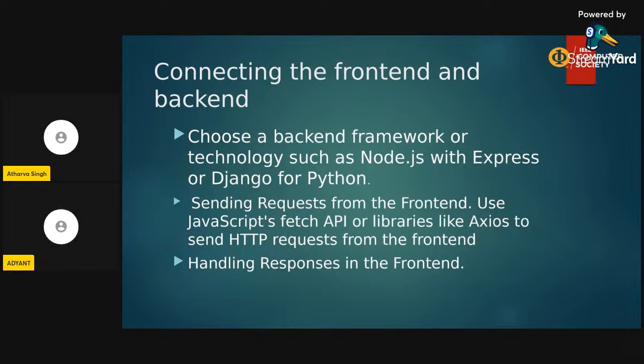Now, as I have explained what front end is and what back end is, suppose a person has learned both front end and back end. Then the person who is good in both things is known as a full stack developer.